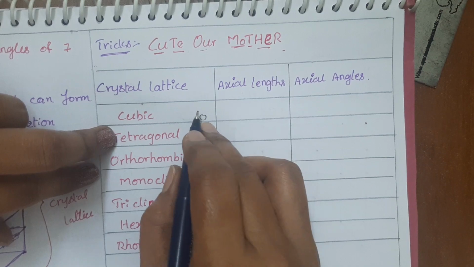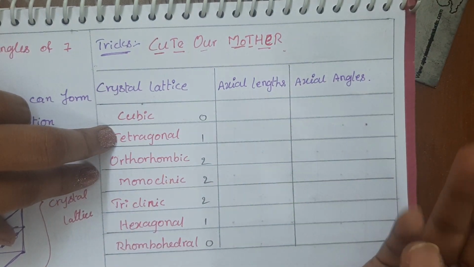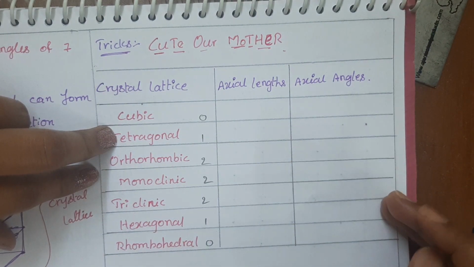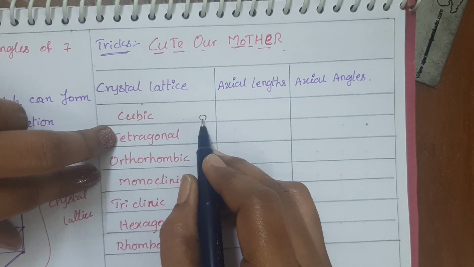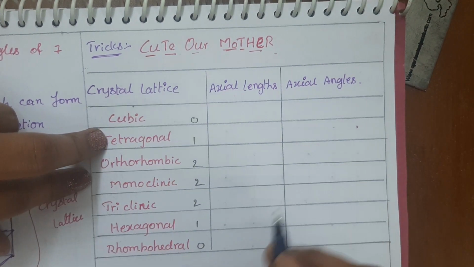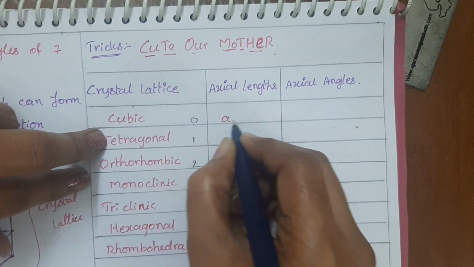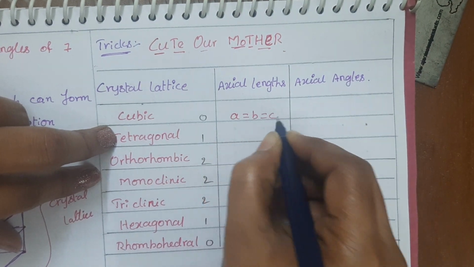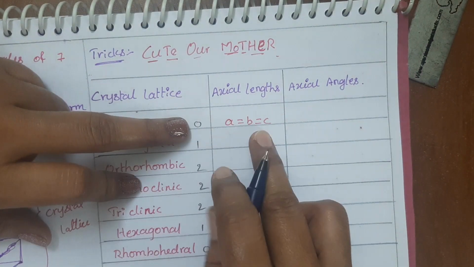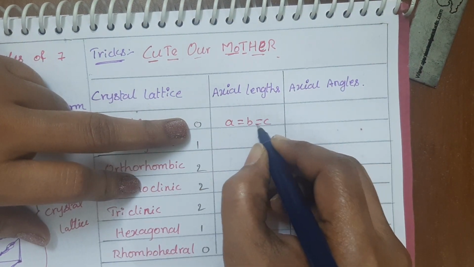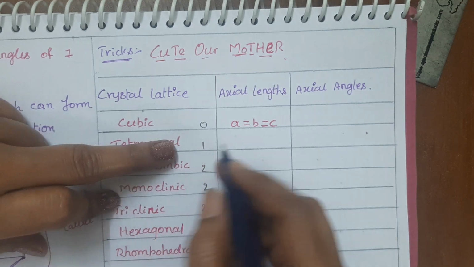So axial lengths means A, B, C are there. If all are equal, that will be indicated with 0. So 0 means A equals B equals C. So if 0 is there, it means all lengths are equal. All sides are equal.